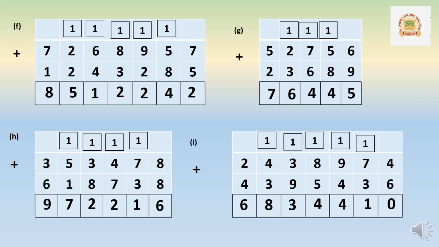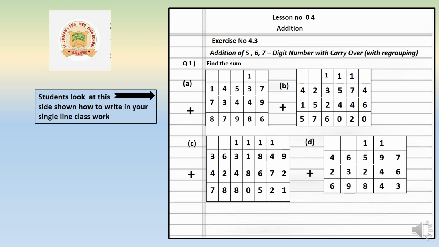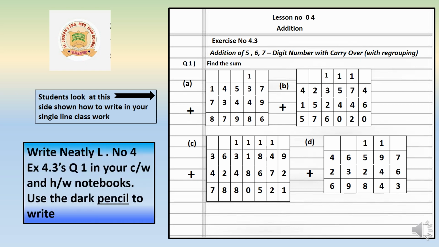In this video, we have completed only question number 1. So, while adding children, we must begin with ones place. The carry will be transferred to the next place number. That thing we have to keep in mind and solve the problems. In this video, lesson number 4's 4.3 exercise, question number 1 only we have solved in this particular video. Next video will be of question number 2, because the next question is arrange and add the numbers. So, you have to write like this in your classwork by giving proper place, children.